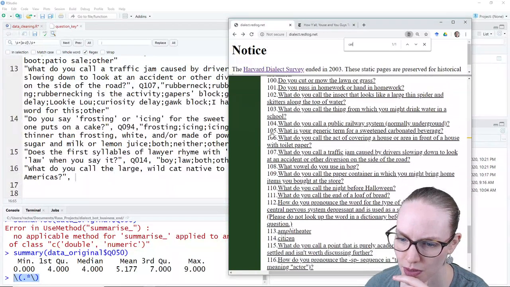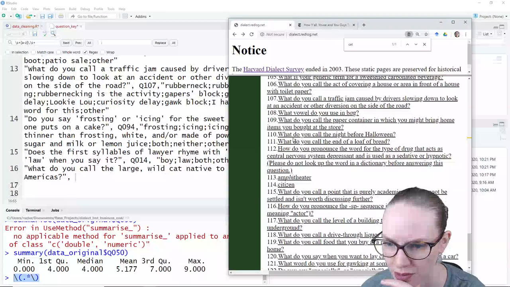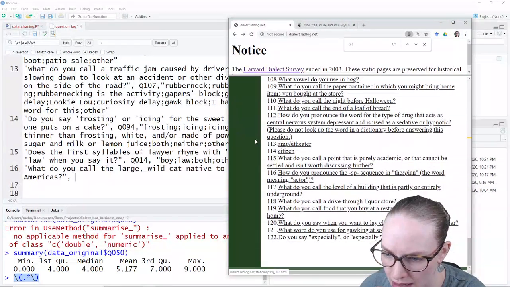Dinner, supper, cutter, mow, blah, blah, blah. I'm reading them very quickly and I don't want to read them aloud. I don't see it.